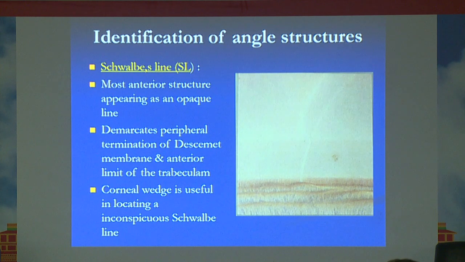Schwalbe's line is the most anterior structure and demarcates the peripheral termination of Descemet's membrane. Two light reflections are seen, one from the anterior surface of the cornea and one from the posterior surface, and where they meet they create a corneal wedge. This is very useful when the Schwalbe's line is faint.